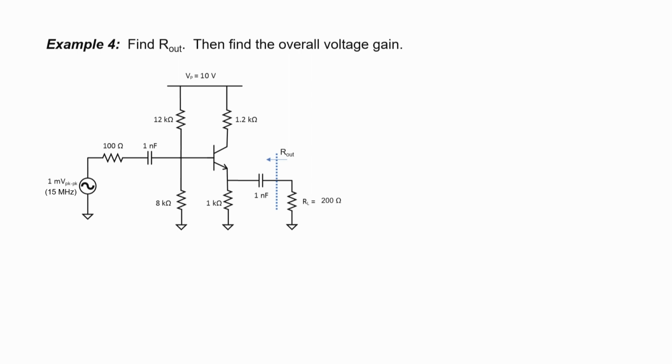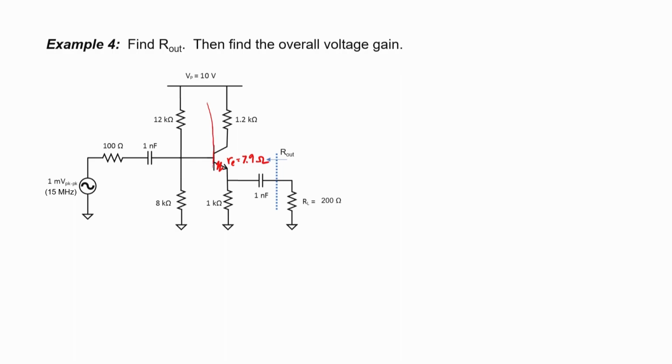Let's work another example. In this example, we're going to find the output impedance, and then we're going to calculate the overall voltage gain. As in the previous examples, the DC bias points are the same, so my emitter resistance, little re, is 7.9 ohms.